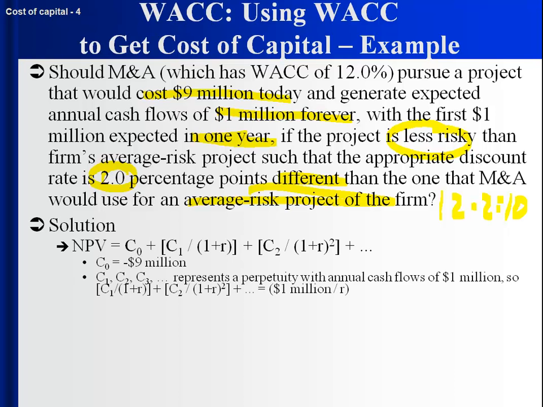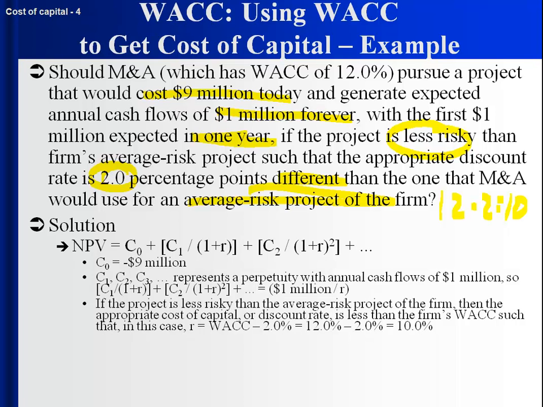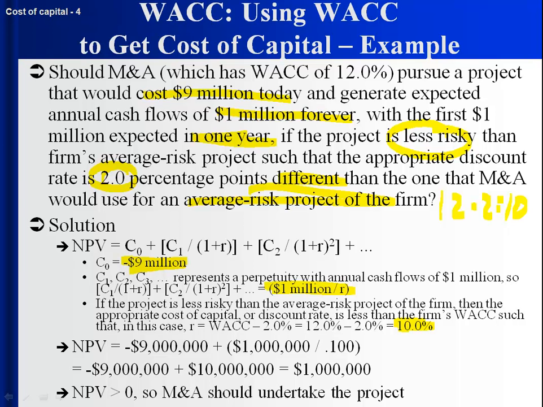So again, we've already established that the 9 million gets paid out today, and 1 million forever. We've already talked about why the appropriate cost of capital is 10%. 12% is what we would use for average risk. This is less than average risk, so it should be a lower cost of capital. How much? 2 percentage points, therefore 10%. Put in 9 million, get 1 million forever, which has a present value of 10 million. This project has an NPV of 1 million, so they should undertake the project.